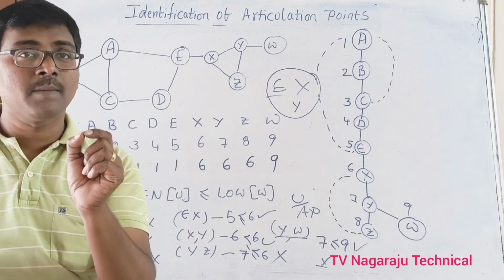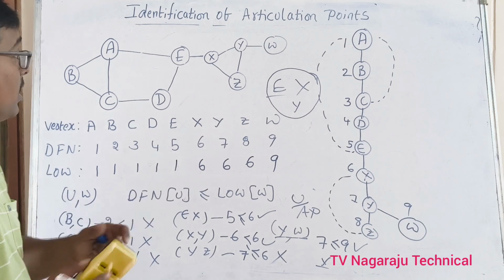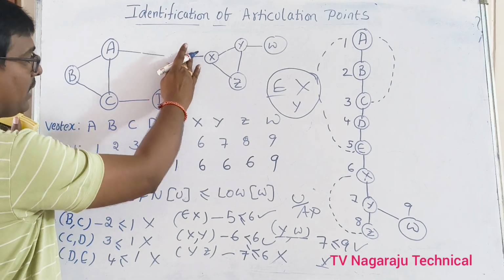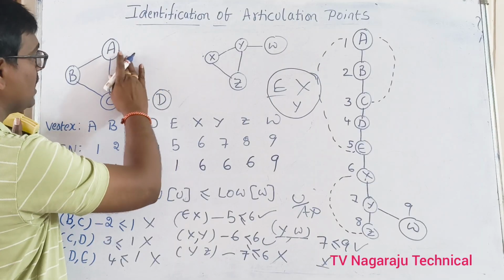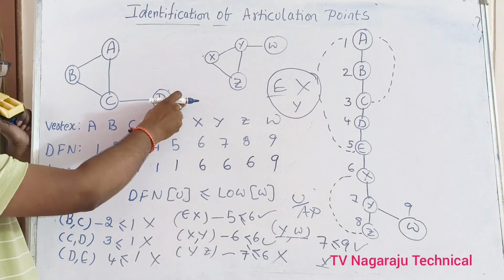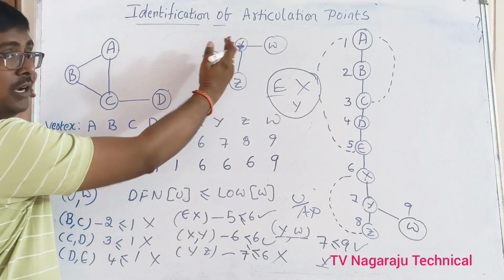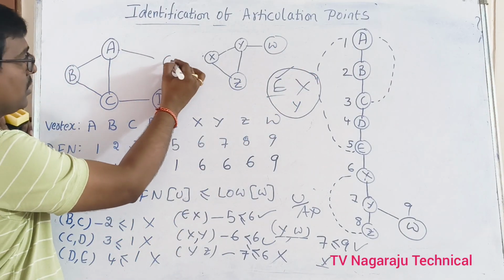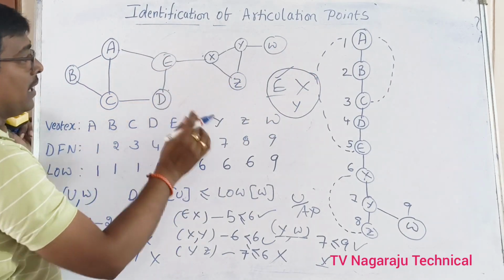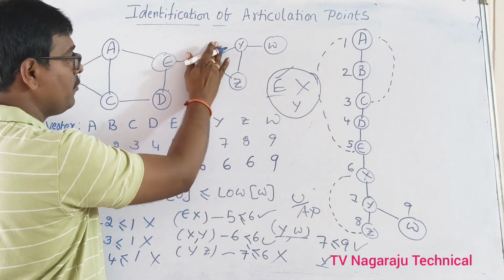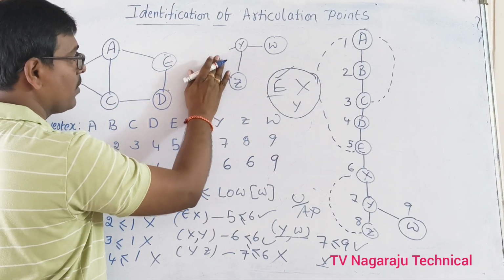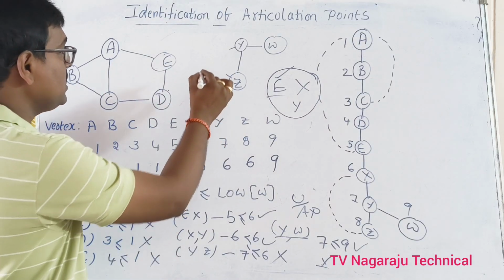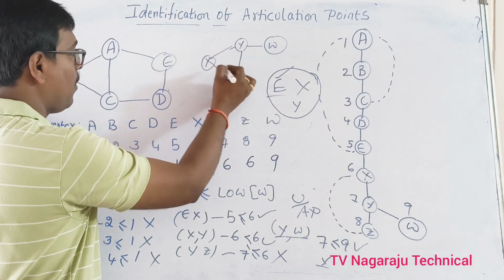You know, articulation point means removing the vertex from the graph disconnects the graph. Check. If I am removing the vertex E, if you remove the vertex E and the corresponding edges, now is the graph connected or disconnected? The graph is disconnected into two components. So E is an articulation point. Suppose if you are removing the vertex X, now again it is divided into two components. So X is also an articulation point.